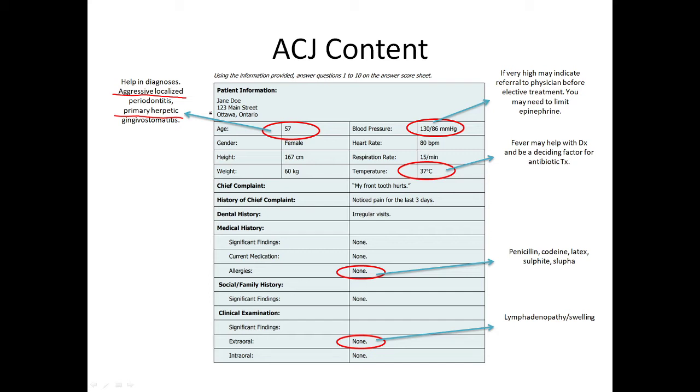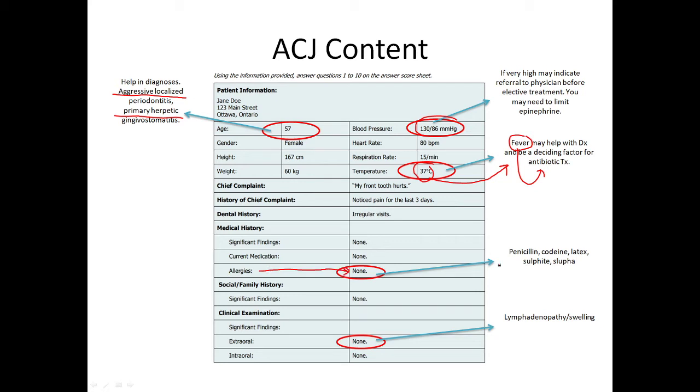Blood pressure here could help you decide if you need to refer the patient or not, or if you need to limit epinephrine. The temperature will give you information, so that you decide if there's fever, and fever will help you make a decision if you need antibiotics, depending on the type of infection. So all this is just information. You have to put all these dots together and connect the dots to come up with the proper decision and treatment or diagnosis.